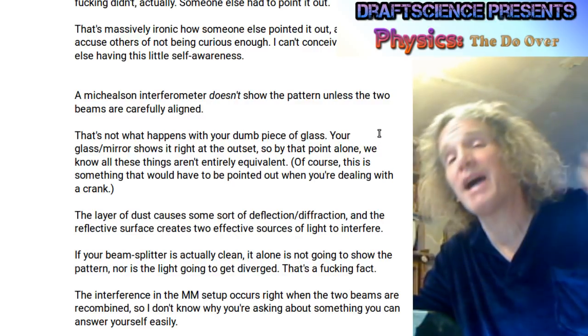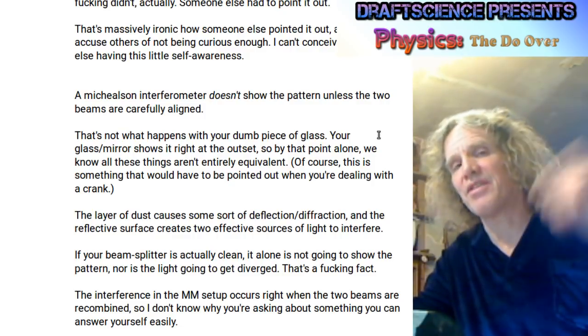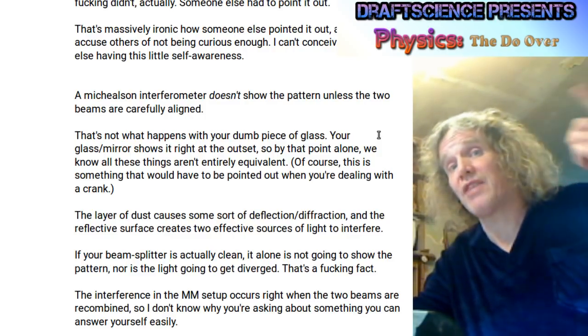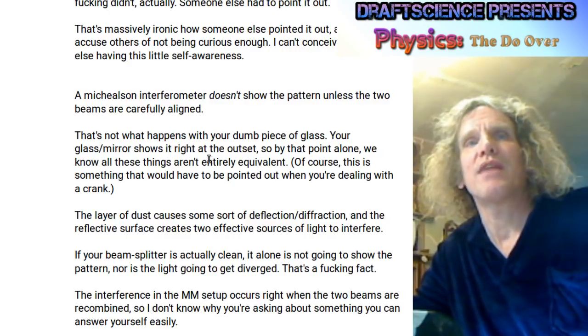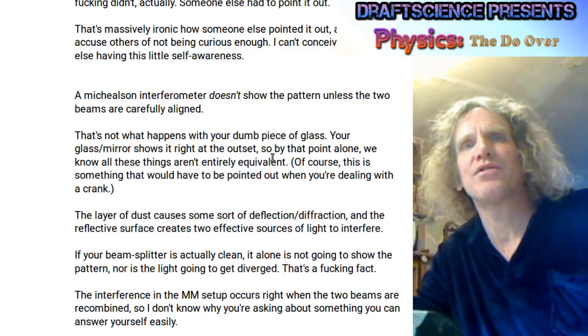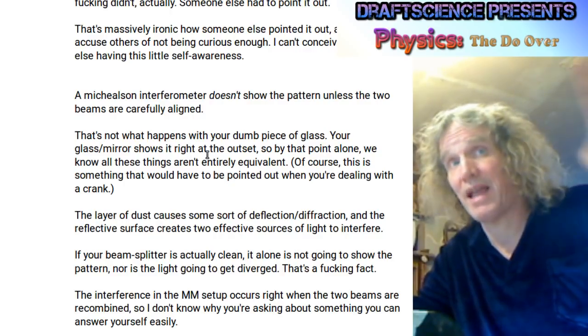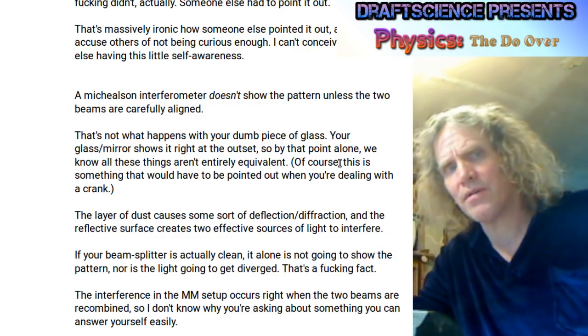So again, it's the same pattern, is the point, jackass. So whatever you think is mysterious about this interference pattern, it's creating the same interference pattern. Now, if that doesn't strike you as a curious fact, then you're really dim. Okay, your glass mirror shows it right at the onset. Your glass, it's not a mirror, shows it right at the onset. So by that point alone, we know that these things aren't entirely equivalent. How do you know?